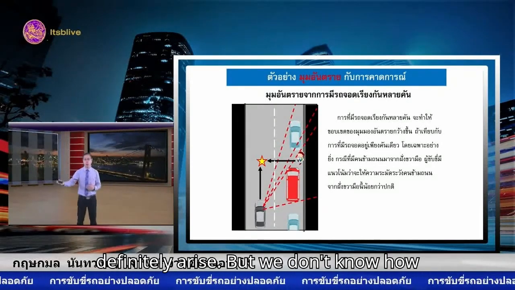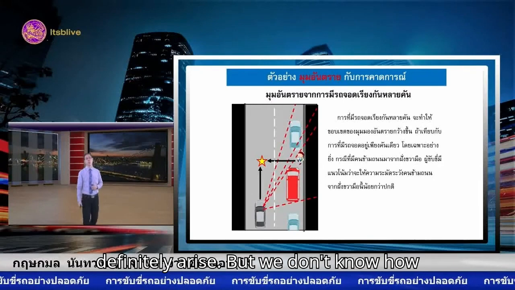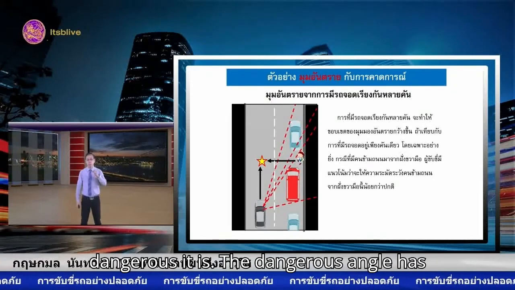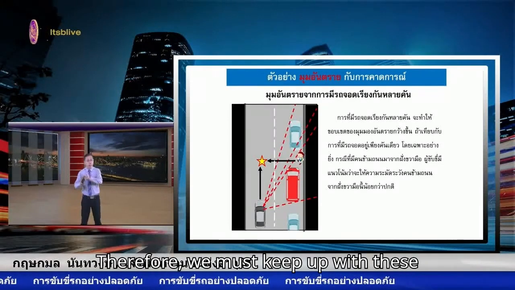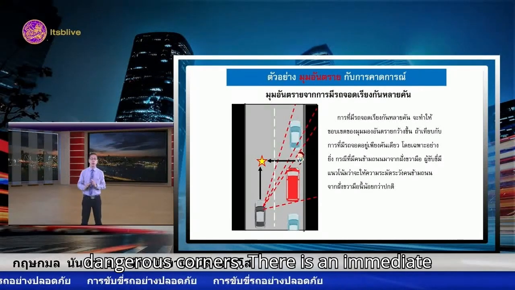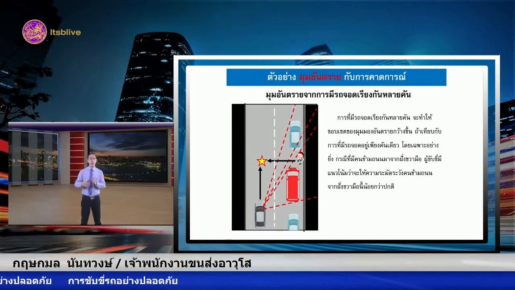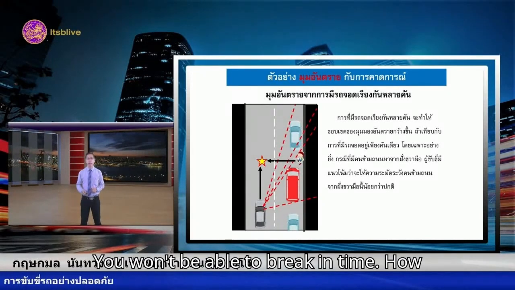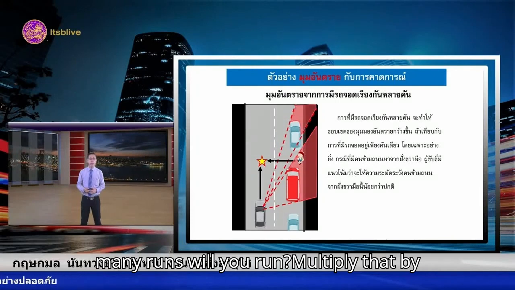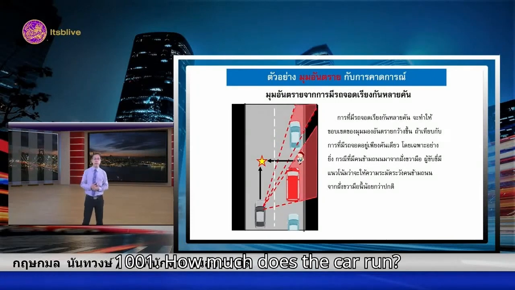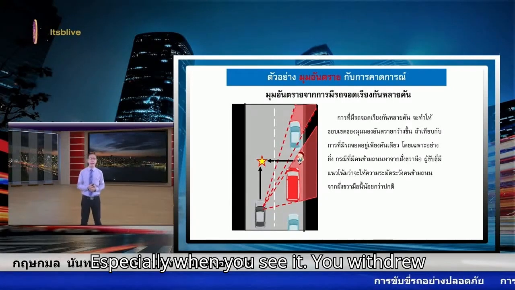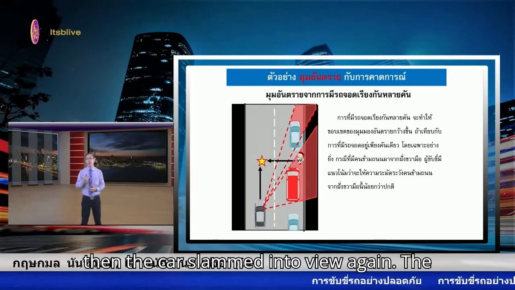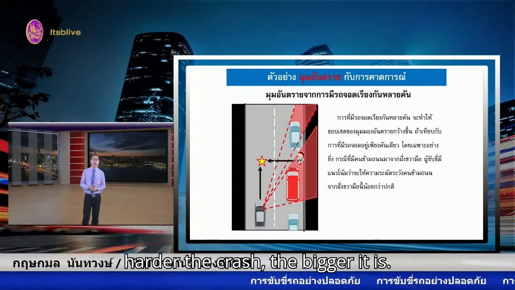Dangerous corners definitely arise. But we don't know how dangerous it is. The dangerous angle has happened before. But danger may follow. Therefore, we must keep up with these dangerous corners. There is an immediate opportunity because if you don't see it, you won't be able to brake in time. How many runs will you run? Multiply that by 1001. How much does the car run? Especially when you see it. You withdrew, then the car slammed into view again. The harder the crash, the bigger it is.